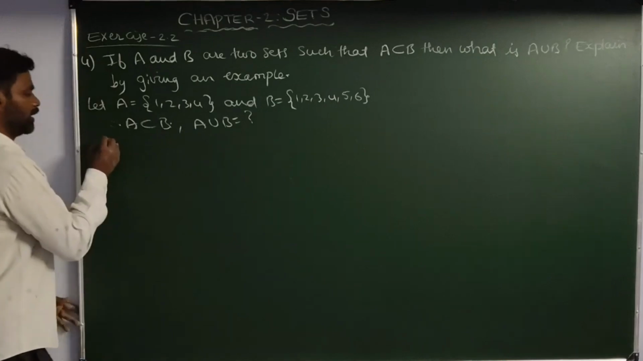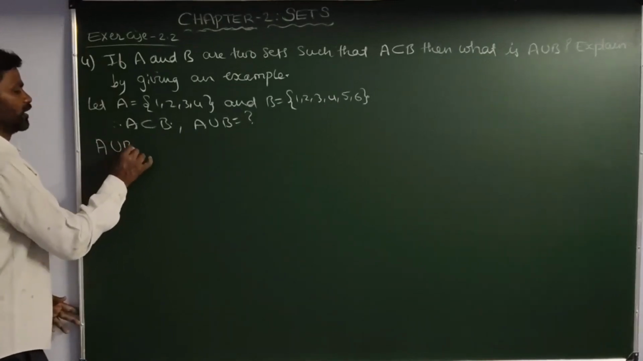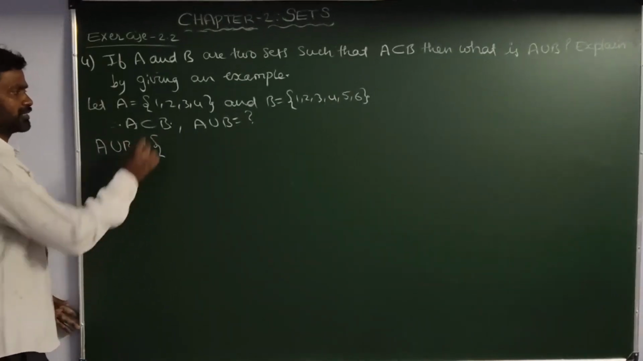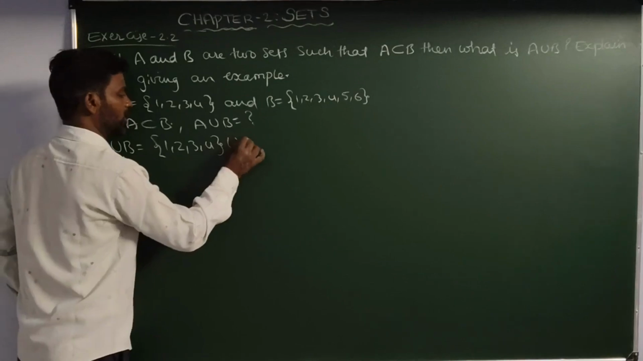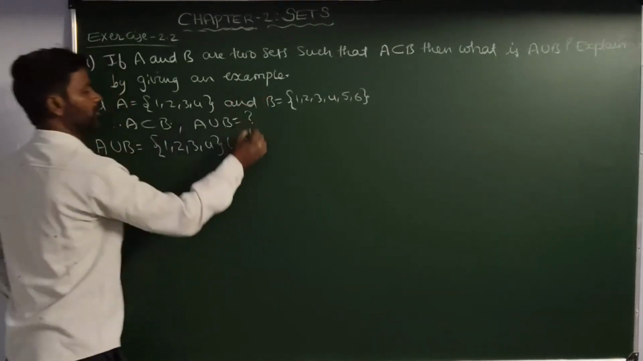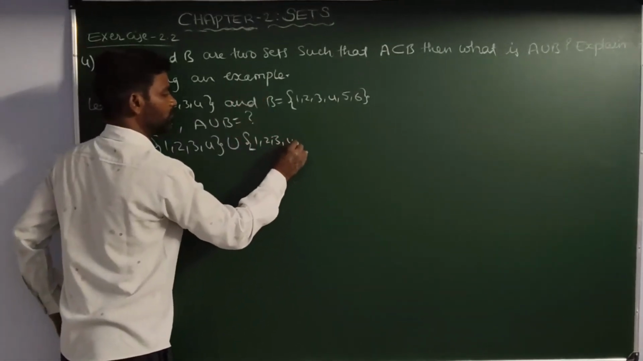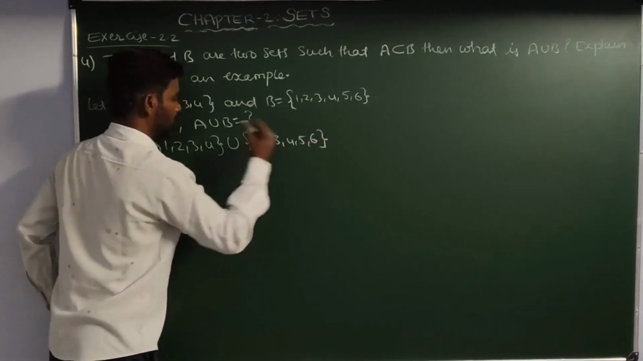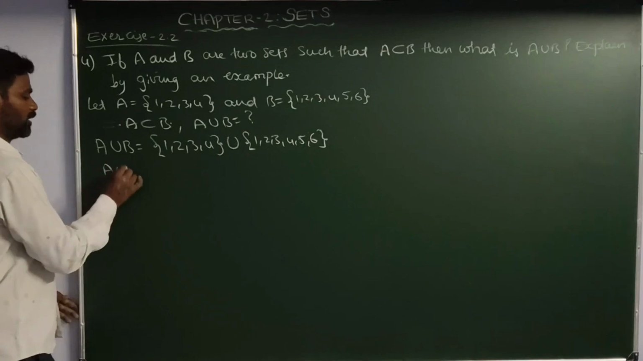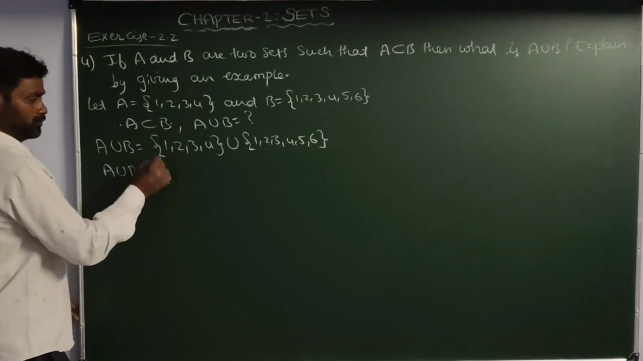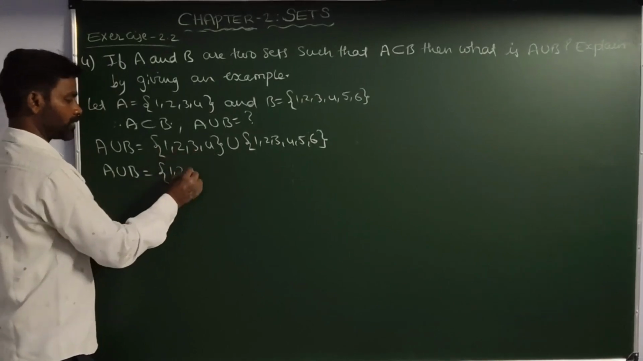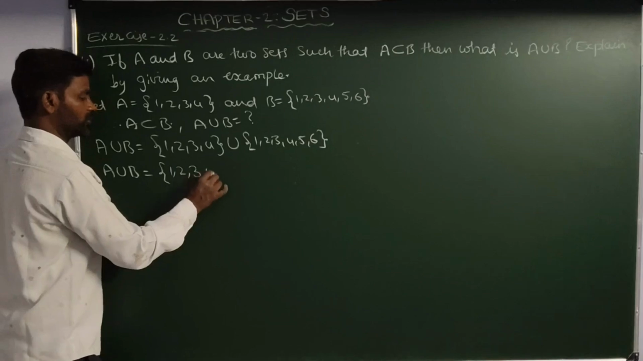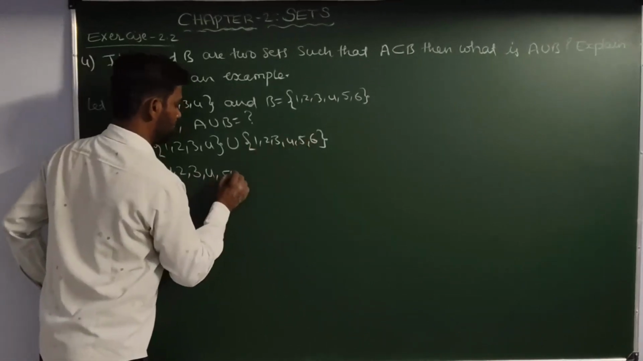So, what we have to find? A union B. A union B is equal to, write the elements of A. What are the elements of A? 1, 2, 3, 4. Union, elements of B: 1, 2, 3, 4, 5, 6. Right. So, A union B is equal to, according to the definition of union, we have to write in ascending order 1, 2, 3, 4 and 5, 6.